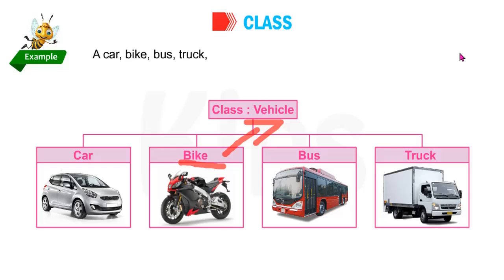Another example: in this laptop there are many softwares. There are many software like MS Office, video editor, media player, then YouTube, then Facebook, WhatsApp, all the applications. So these all applications together we can call a subclass. What is the name of the subclass? Softwares. And software is a subclass of laptop class.